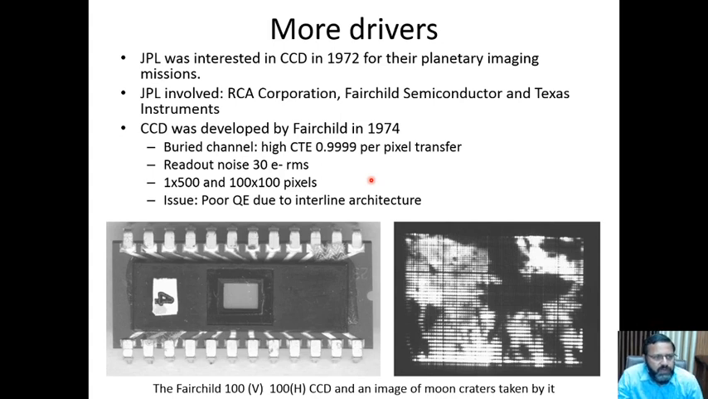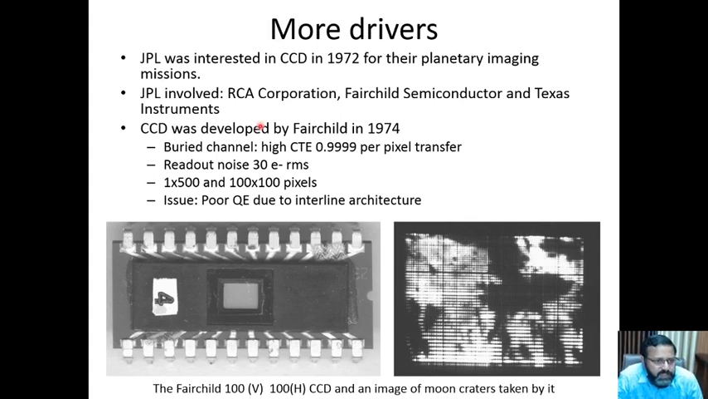So when NASA was exploring detectors for the HST mission, JPL, Jet Propulsion Lab, was also interested in CCDs because they were having some planetary imaging missions. So they involved three companies, Radio Corporation of America, Fairchild, and Texas Instruments, for mitigating the three problems in the CCD so that it is suitable for astronomy and space applications.